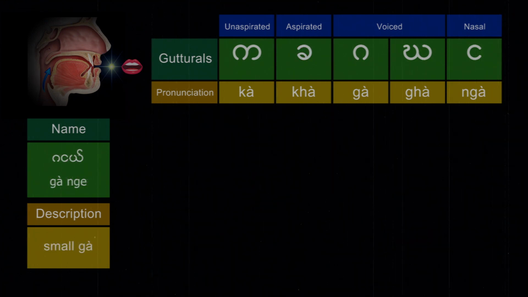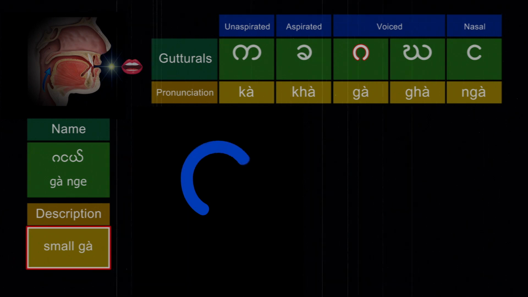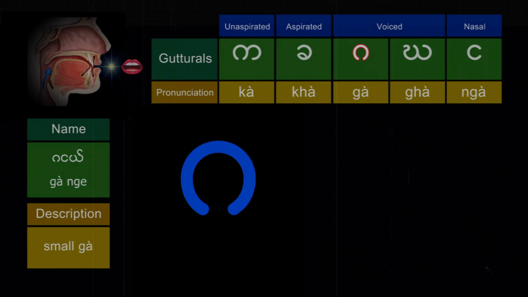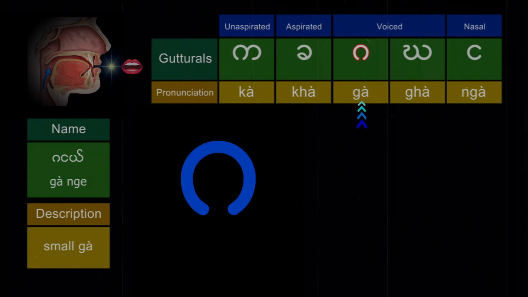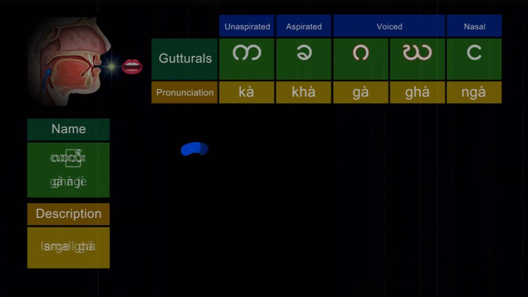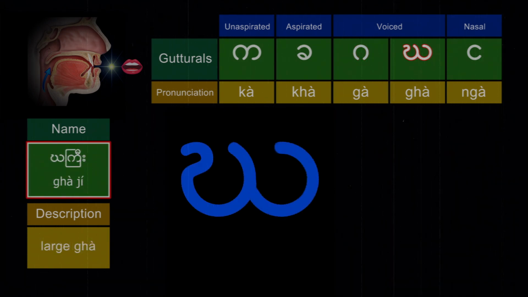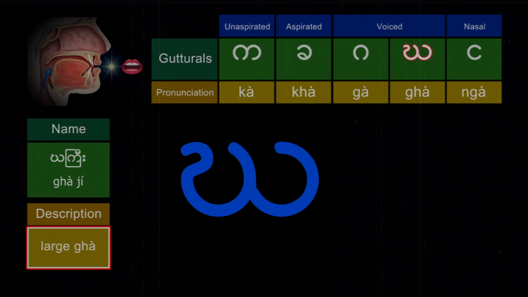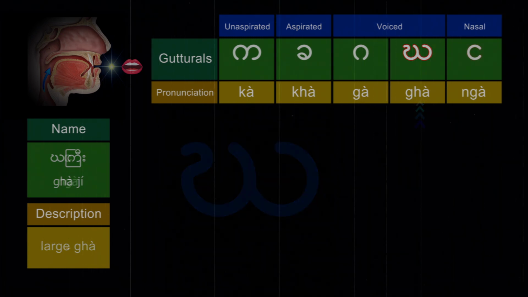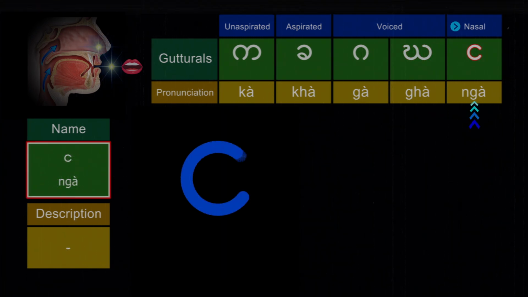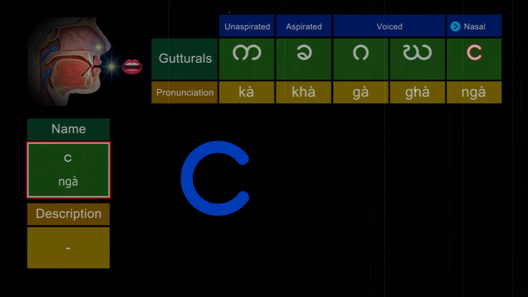Then there are two letters that give Ga sounds. Gange means small Ga, and it has a Ga sound with a softer tone. The other one is Ga Ji, which means large Ga. It has a Ga sound with a heavy tone. Then there is Nga. Unlike the first four letters in the group, Nga only tells you how it is pronounced.